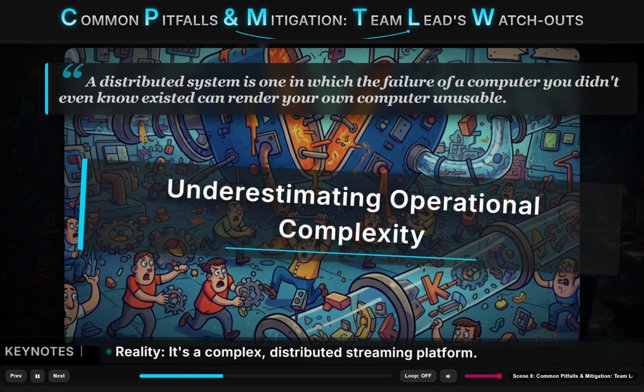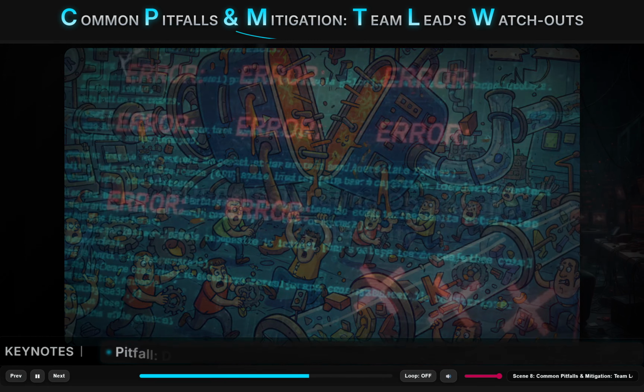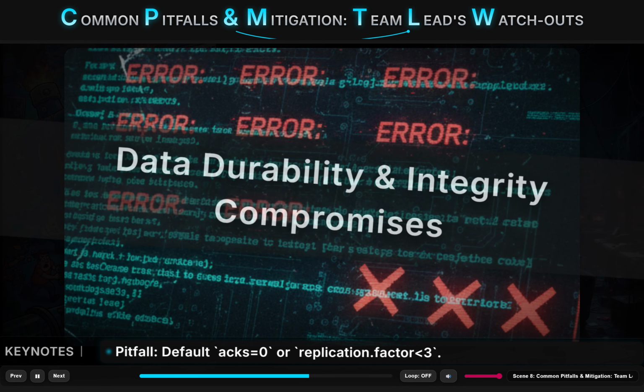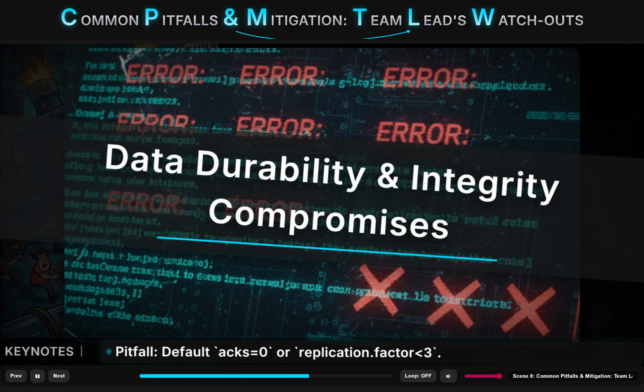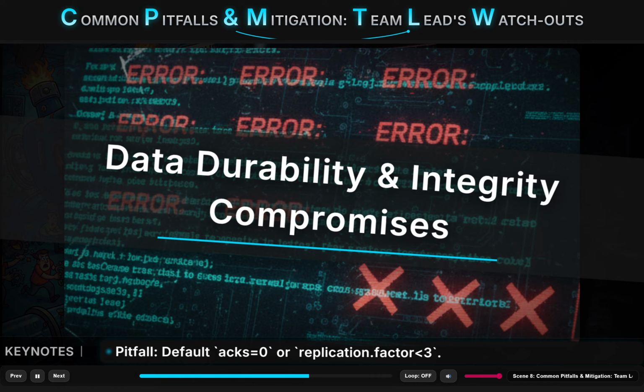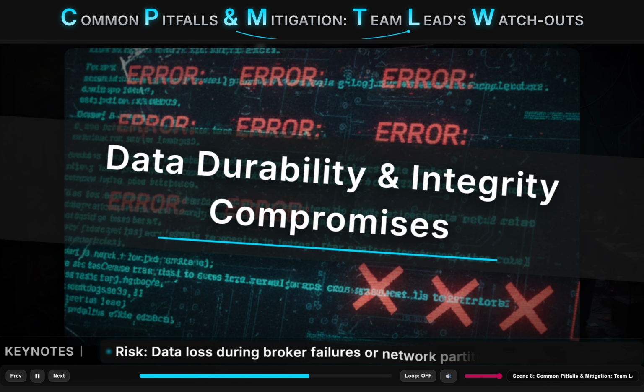Another critical area where teams often stumble is data durability and the risk of data loss. I've seen teams run with default Kafka configurations in production, only to face data loss during a broker restart because they overlooked critical settings like acks or replication.factor.